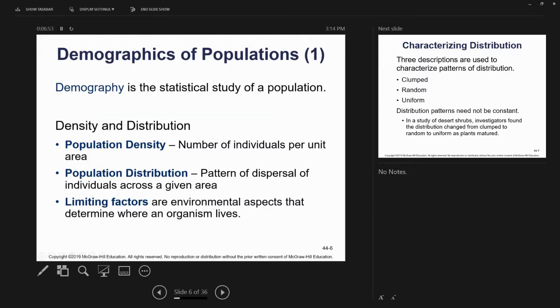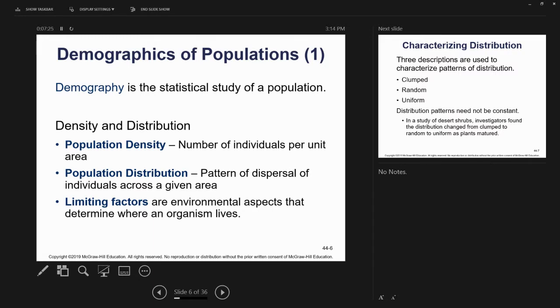So first we'll talk about demographics. Demography is the statistical study of a population. And a lot of that focuses on population density and distribution. So density is the number of individuals per unit area. How closely packed are the individuals in a given space? The distribution is what patterns does that distribution take? So that pattern, are all the individuals in one spot in that area?